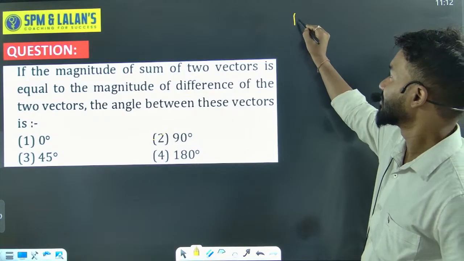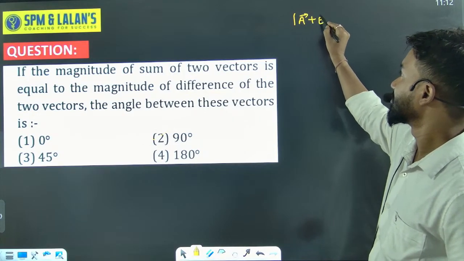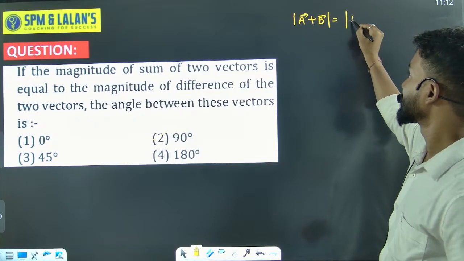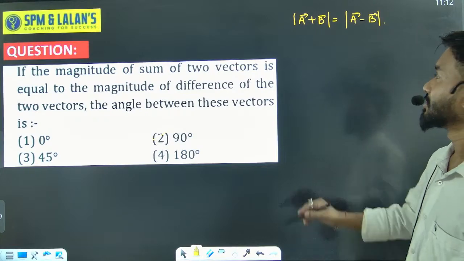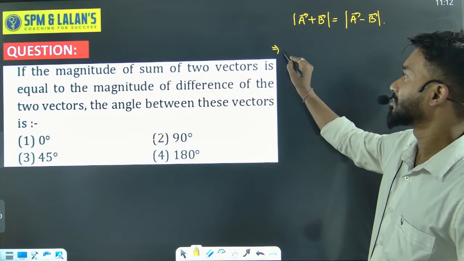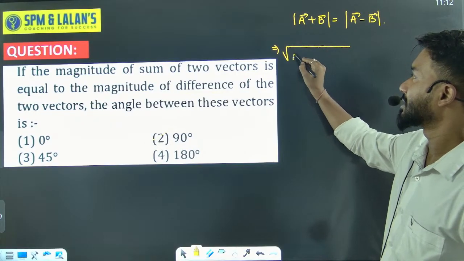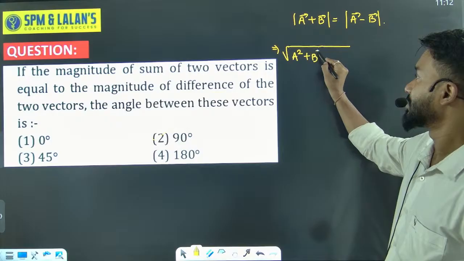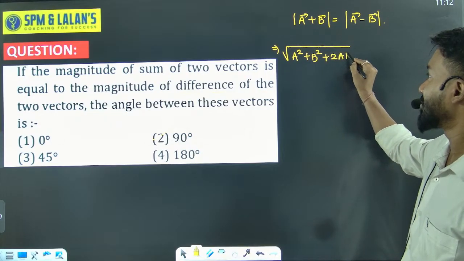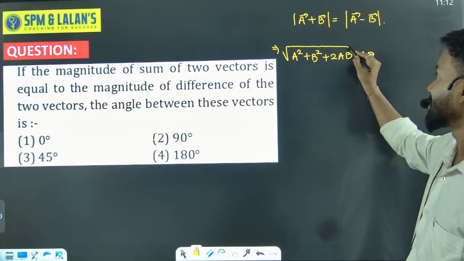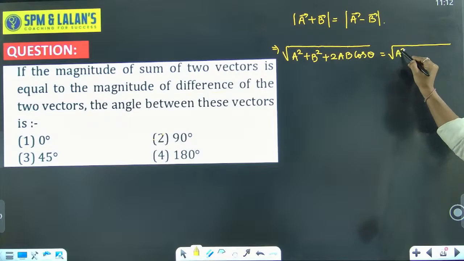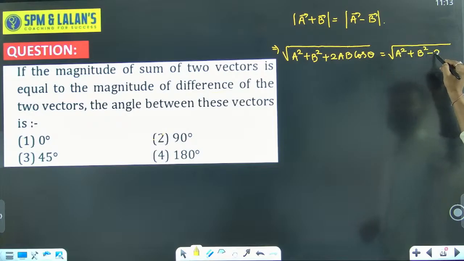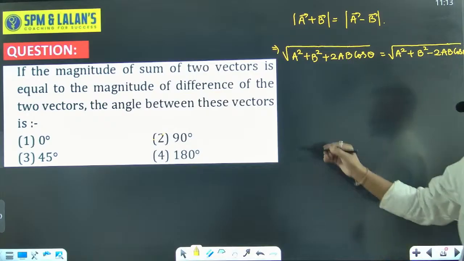What is given? We are given that the magnitude of the sum is equal to the magnitude of the difference, a minus b. They're asking what is the angle between the two vectors. So whenever we see this magnitude or modulus form, directly we write down the formula. That can be written as a square plus b square plus 2ab cos theta, and that is equal to a square plus b square minus 2ab cos theta. We'll square it both sides.